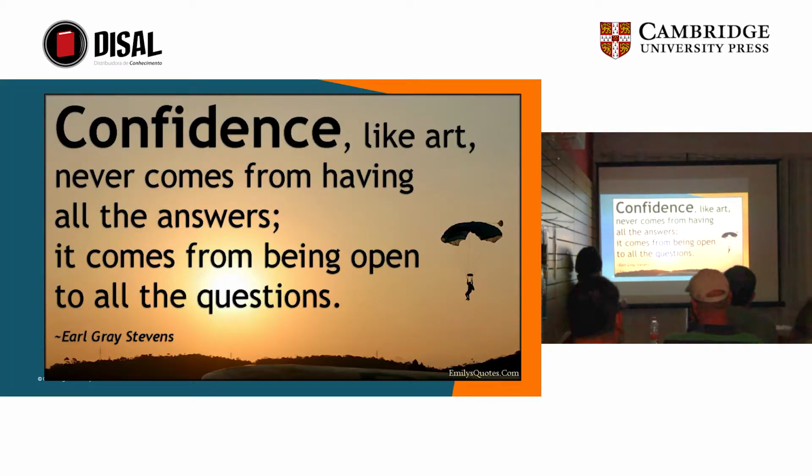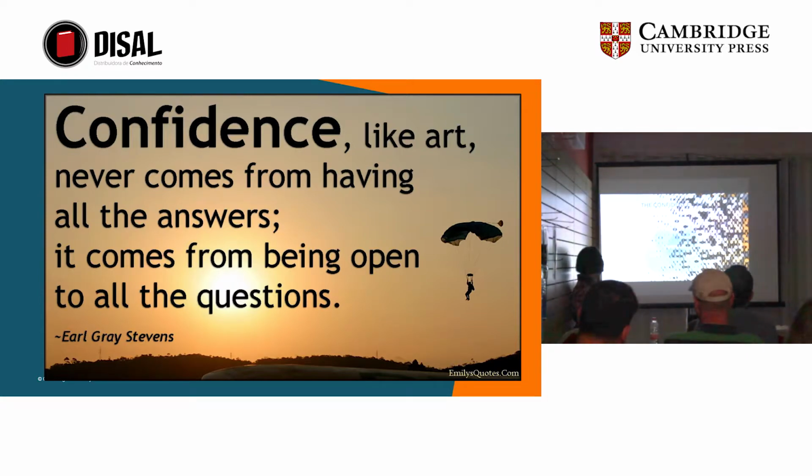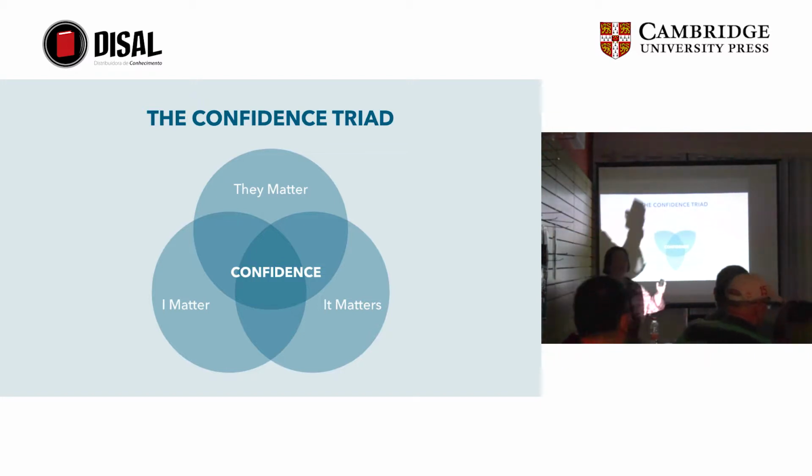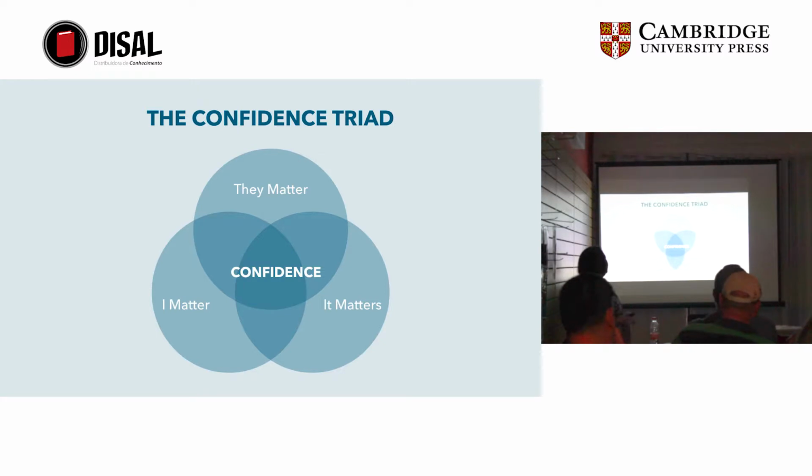Okay, so again, confidence. Confidence, like art, never comes from having all the answers. It comes from being open to all the questions, right? So again, what is confidence? Confidence is I matter. It matters. And they matter. So this is when confidence, I matter, it matters, and they matter. So I matter. What I do, what I teach also matters, but my students matter as well, right? So it's not only thinking about one thing, only about myself, or only about somebody else, right?